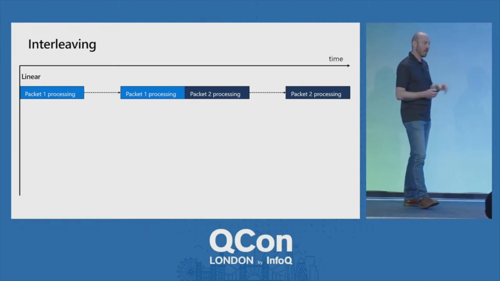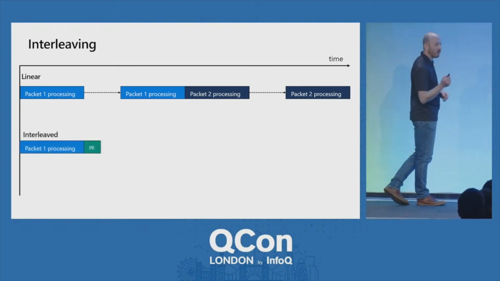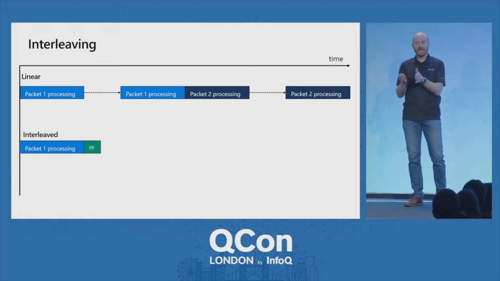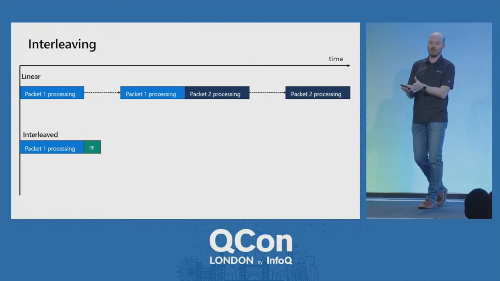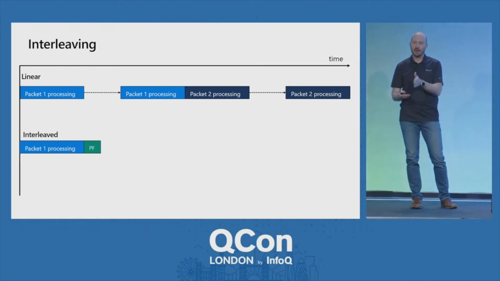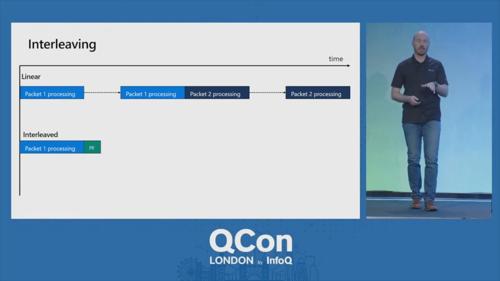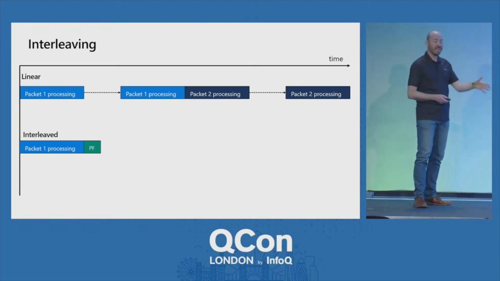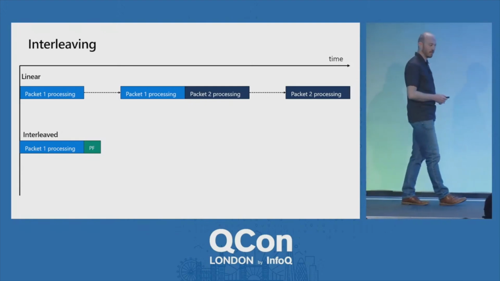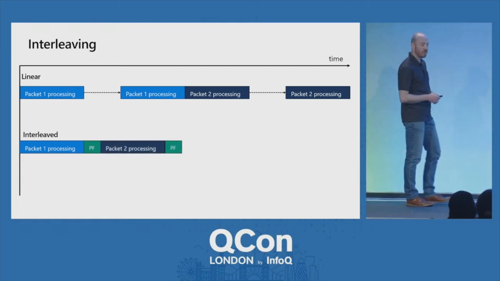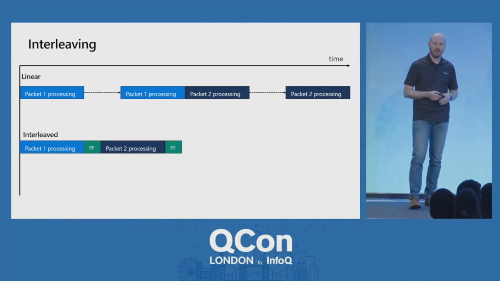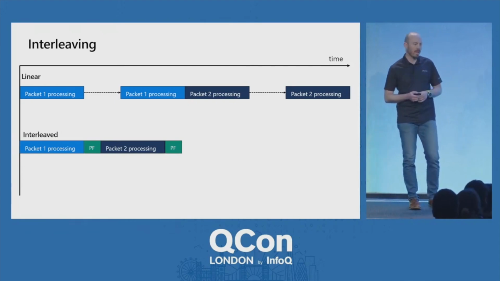So now let's look at this with interleaving applied. So with interleaving, we're going to start processing packet 1. We're going to get to the point where we need some memory that we know is not going to be in cache. Now, instead of continuing processing packet 1, we're instead going to issue a prefetch instruction for the memory. Now, what this does is it goes and gets that memory and puts it into L1 cache. And instead of carrying on processing packet 1, we're going to start on packet 2. So packet 2 is independent.